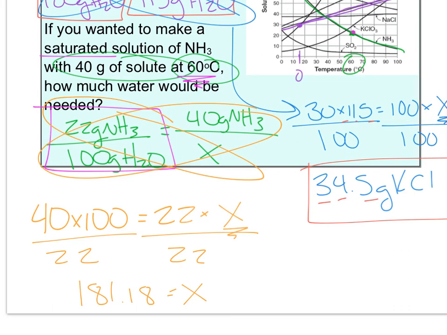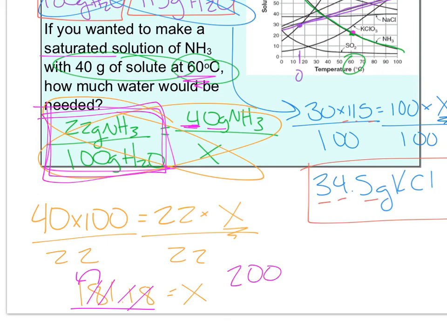But what do we always got to do? Sig figs. Remember, these values from the graph we're considering to be exact. We got them from the graph. They've been calculated previously. They're good to go. So what we're going to look at is our given. 40 has only one sig fig. Trailing 0 is not significant. So if I want 181 to have one sig fig, shave off, round up. I need to keep the value of 100, so that's going to become 200 grams of water. Which makes sense. If I want to add more solute to make a saturated solution, I'm going to need more water.